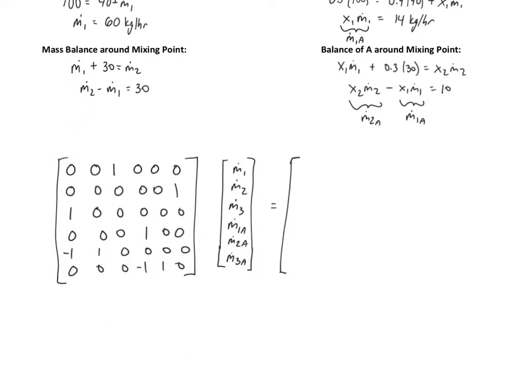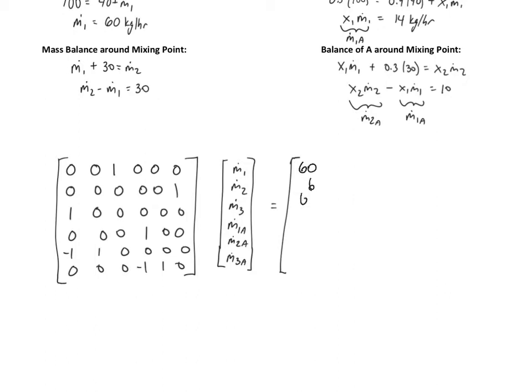The other thing that we have to do is fill in our constants, which go on the other side of the equation. We just fill in the constants on the far side. So that's going to be 60 for the first equation.